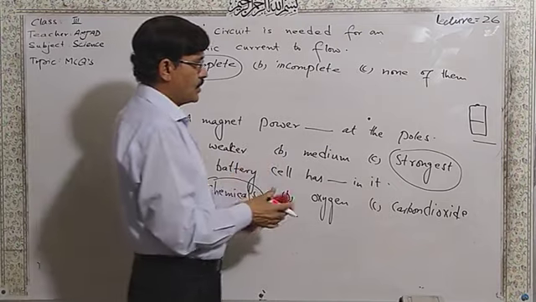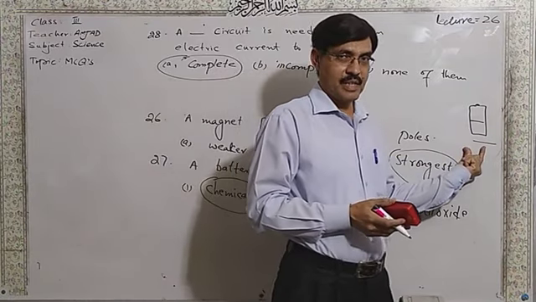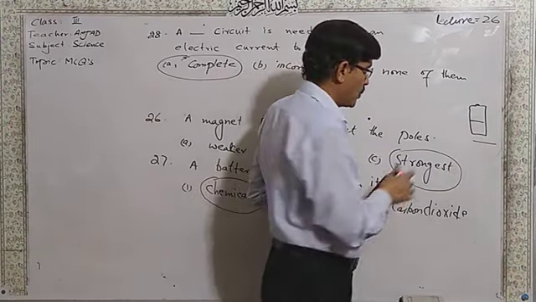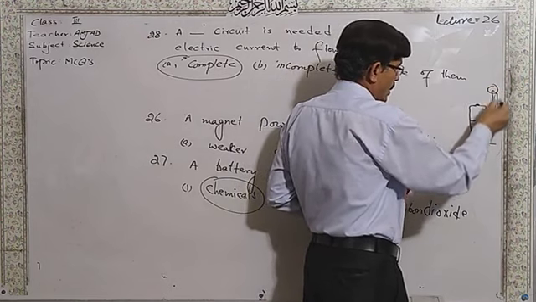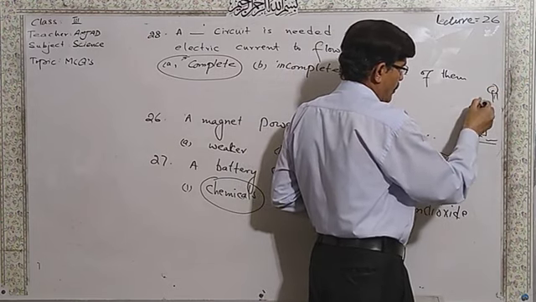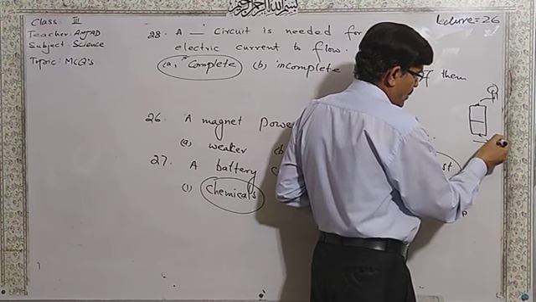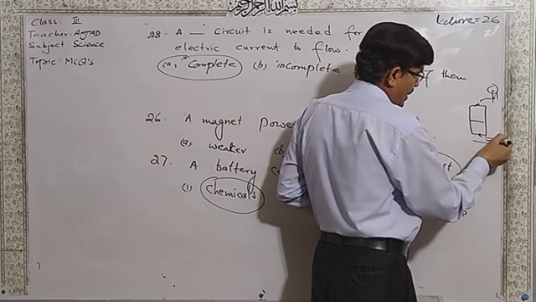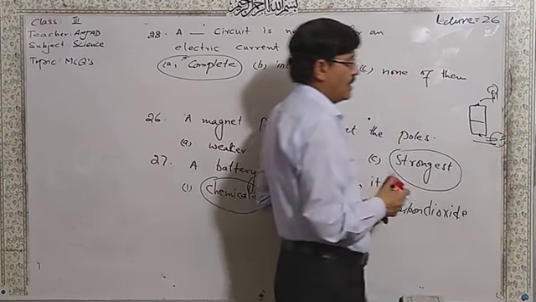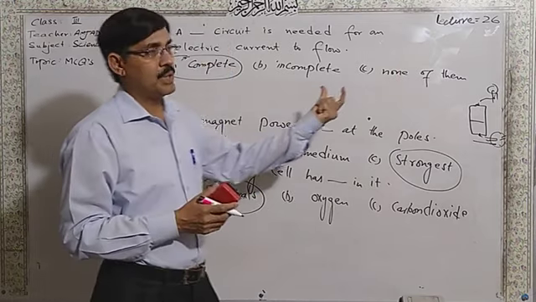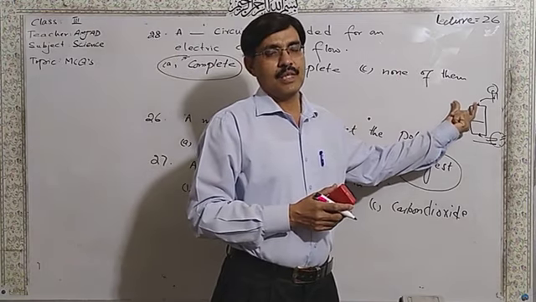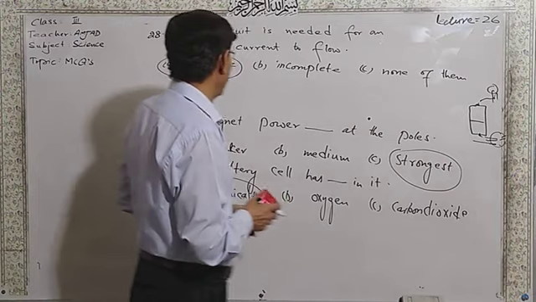As I earlier told you, in this particular chapter on circuits, we had a bulb, and if the circuit is incomplete, then the bulb cannot be lit.